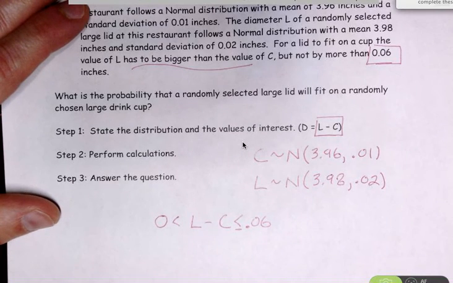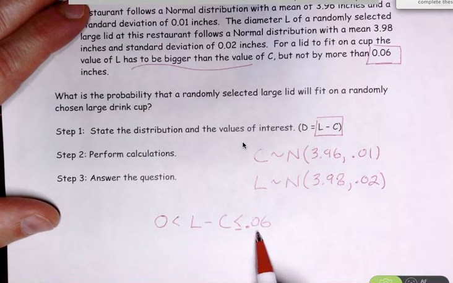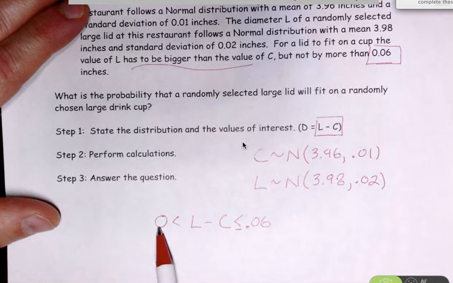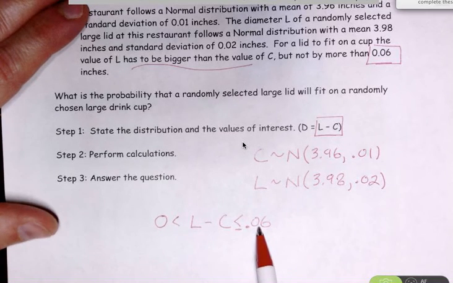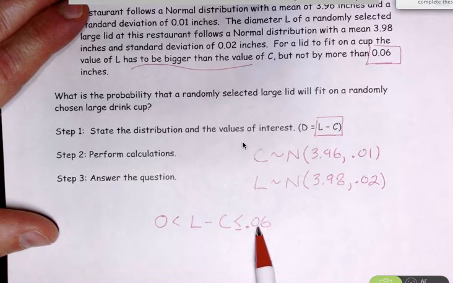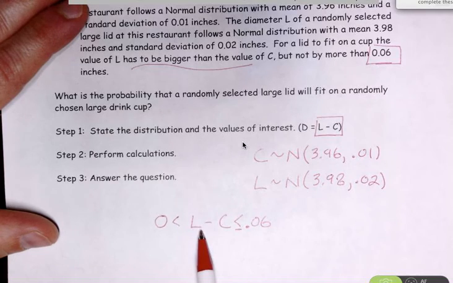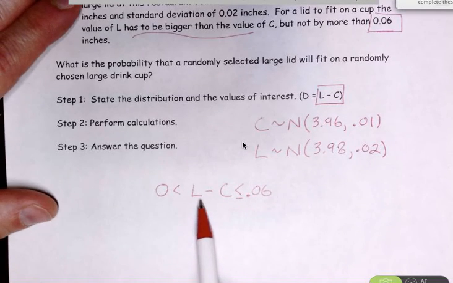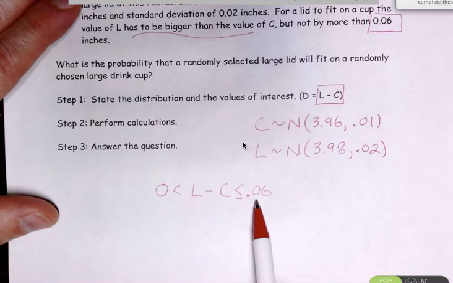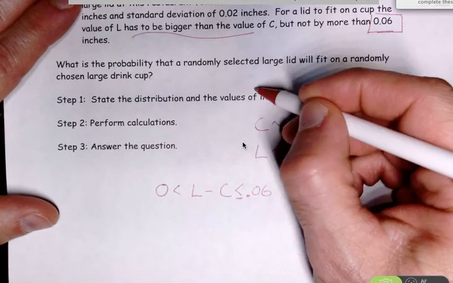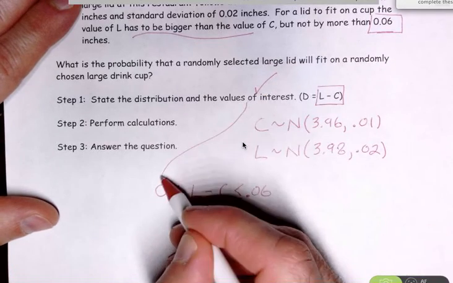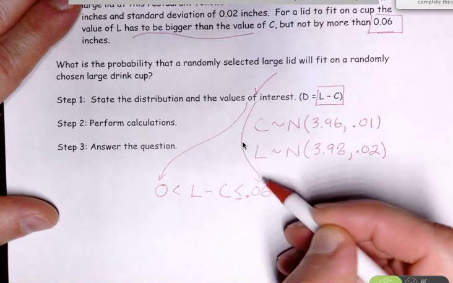Of course, this 0 and this 0.06 are simply boundaries, and this is a continuous random variable, so it doesn't really matter whether the 0 is included or not, whether the 0.06 is included or not, because ultimately, if I want to find this probability, I need to find the distribution of L minus C, and then I can find the probability that that random variable is between these boundaries of 0 and 0.06. It doesn't so much matter whether I include the boundaries or not. So by values of interest, we're talking about these values of 0 and 0.06.